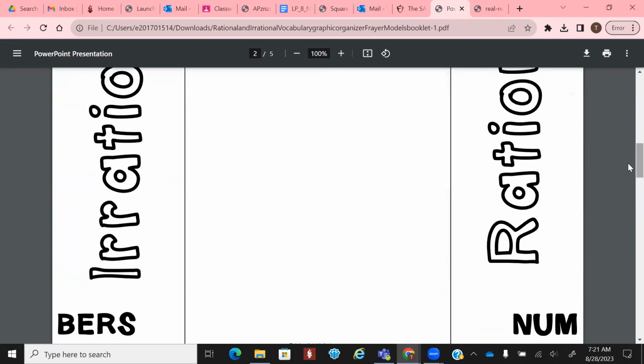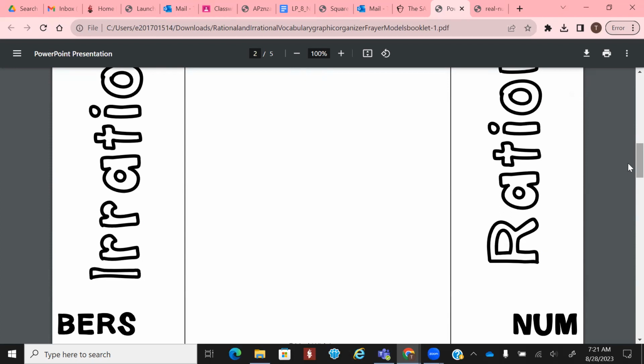Okay, so when you fold this, it's gonna look like, okay. So when you fold this, ladies and gentlemen, I know math's so exciting.